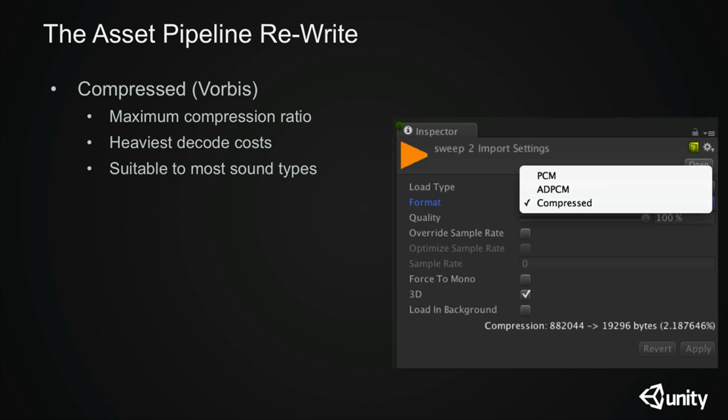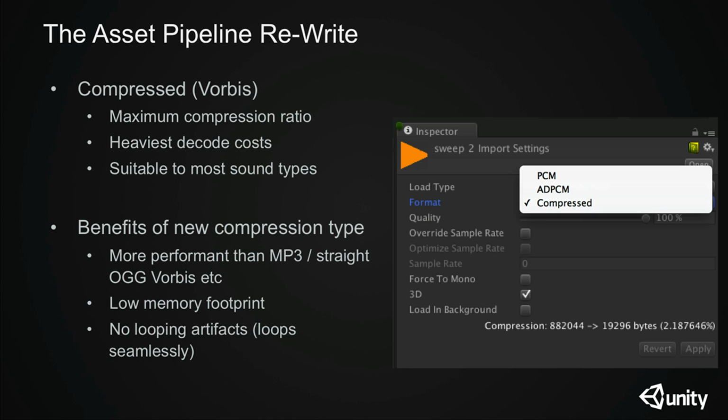And the Vorbis compression has the maximum compression ratio, which is super cool, but it has the heaviest decode costs, of course. But it's really suitable for anything. It's great for streaming, small sounds, large sounds, music, voice. The benefits of this new compression format are that it's much more performant than MP3, and hugely more performant than Ogg Vorbis straight up. It has a really low memory footprint, and there are no artifacts that come along with other formats like MP3, such as looping problems. So we got rid of all those issues.